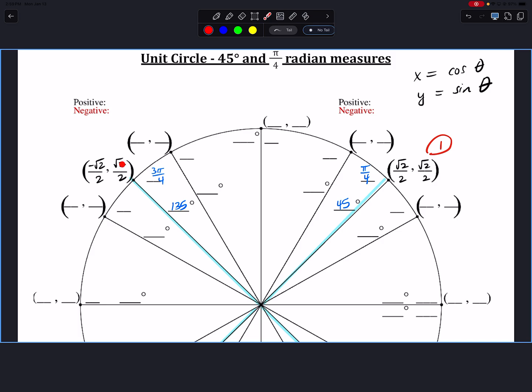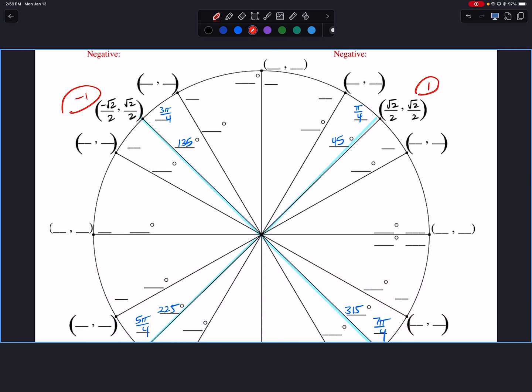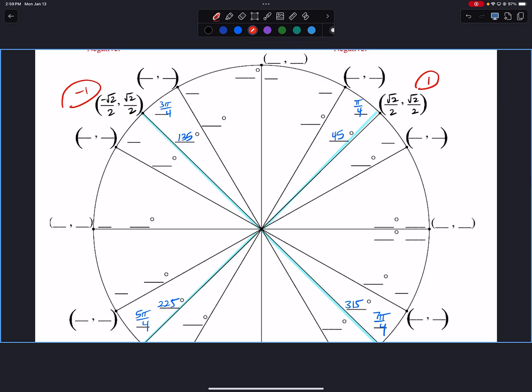Okay? Tangent is Y over X. You guys remember that? So what's a positive divided by negative? A negative. So instead of 1, the tangent right here is going to be negative 1. Okay, is everybody with me? No? You get it?